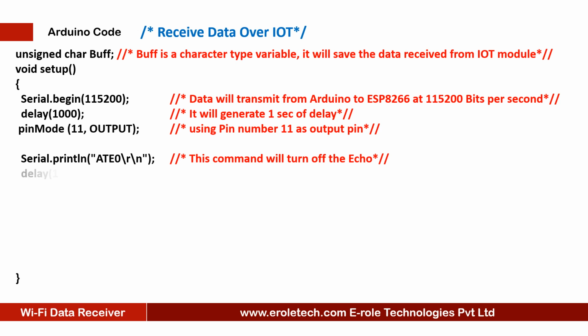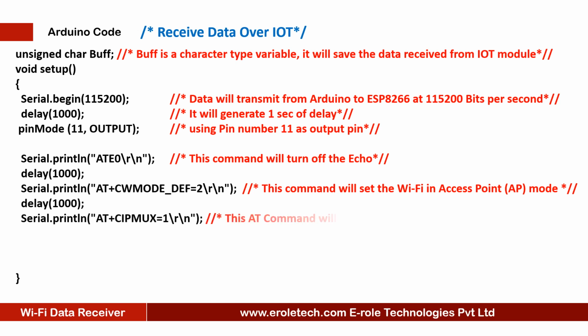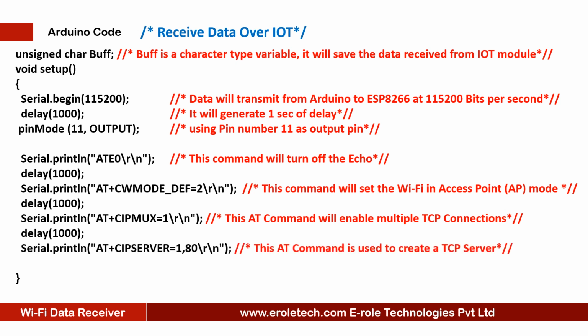AT plus CWMODE_DEF equals 2. This command will set the IoT module in access point mode. AT plus CIPMUX equals 1. This command will enable multiple TCP connections with the IoT module. When we connect any device with the IoT module, then module allots it a specific connection ID, like first device gets the connection ID 0, second device gets the connection ID 1, and so on. AT plus CIPSERVER equals 1. This AT command will make ESP8266 a TCP server.